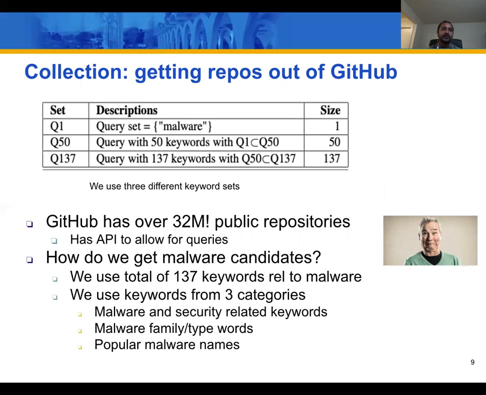At first, we start with the keyword set Q1, where the keyword is only malware. Then we increased this number to 50, and then we increased to 137 and named them Q50 and Q137. These keyword sets are from three categories. The first category is malware and security related keywords. And the second category is malware family or malware types. And we have also added popular malware names into this keyword set.